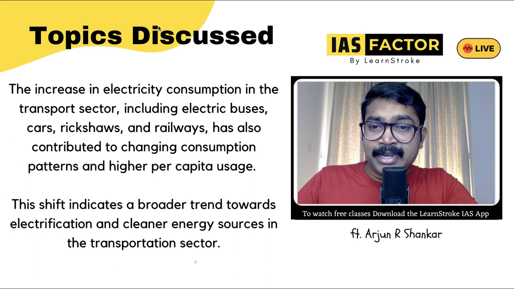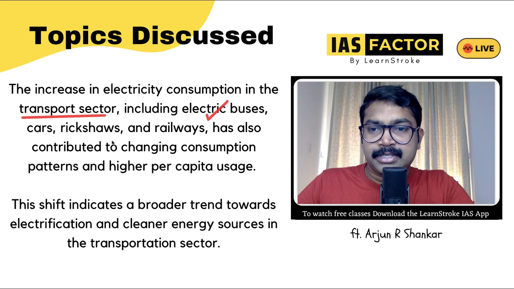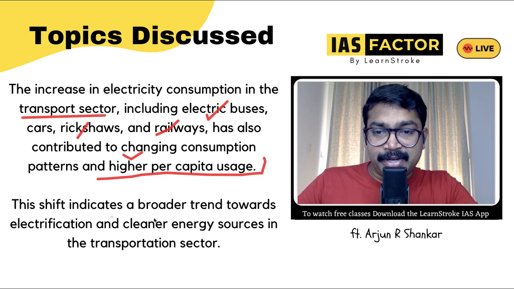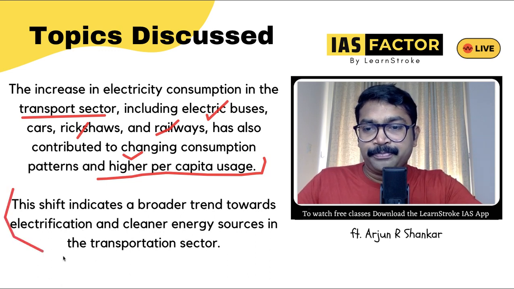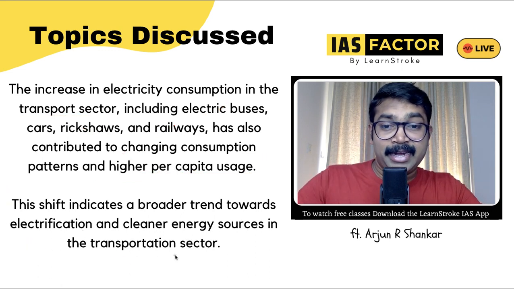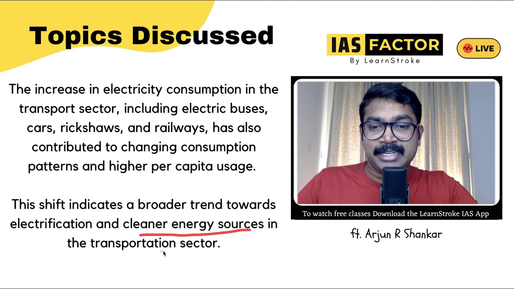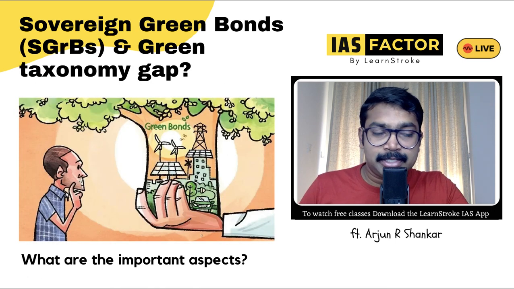The increase in electricity consumption in the transport sector, including electric buses, cars, rickshaws, and railways, has contributed to changing consumption patterns and higher per capita usage. In the transportation sector, the shift indicates a broader trend towards electrification and clean energy. So definitely we need cleaner energy sources in the transportation sector. So electricity is widely used in all this.